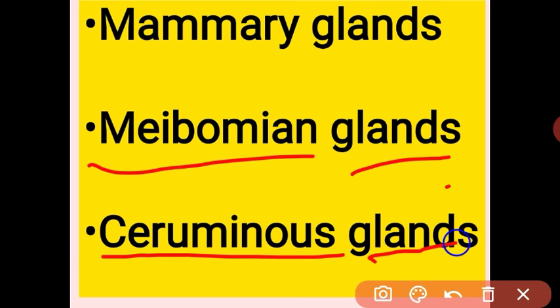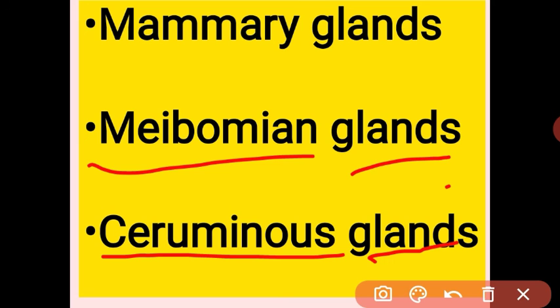Next is the ceruminous gland. It is also a modified sebaceous gland, found in the auditory canal. It secretes wax, and its main function is to lubricate the eardrum and also to prevent dust particles and germs.